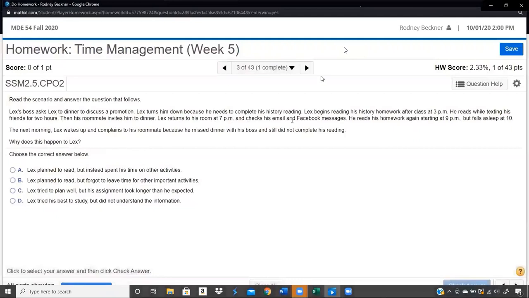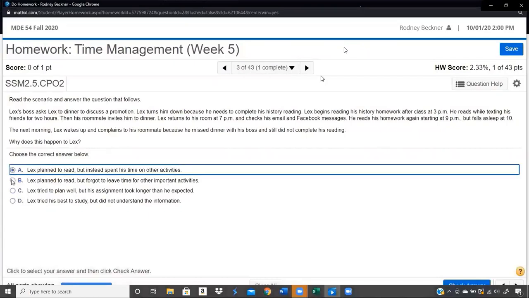Then he reads his homework again starting at 9, but falls asleep at 10. So, I mean, 3 hours, that's not a ton. That doesn't sound like it took longer than expected. So it's probably A or B. Lex planned to read, but instead spent his time on other activities. That seems to be in there.